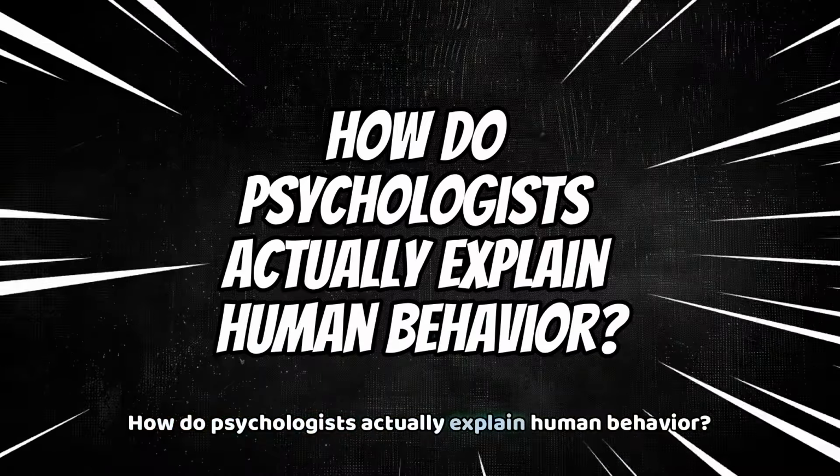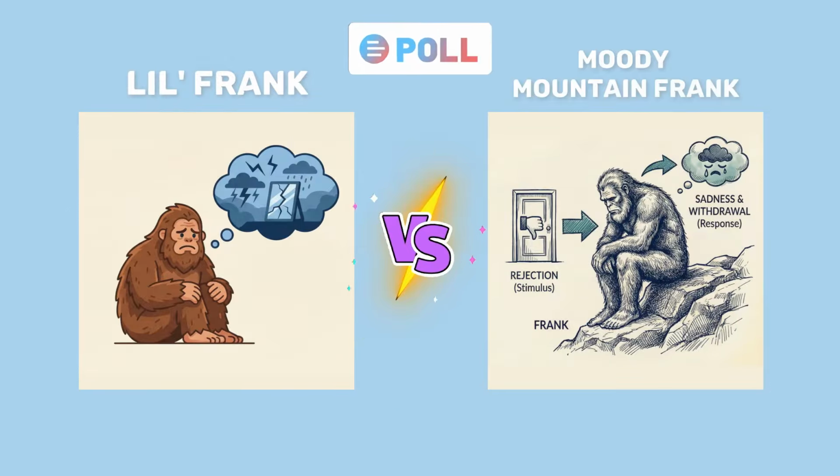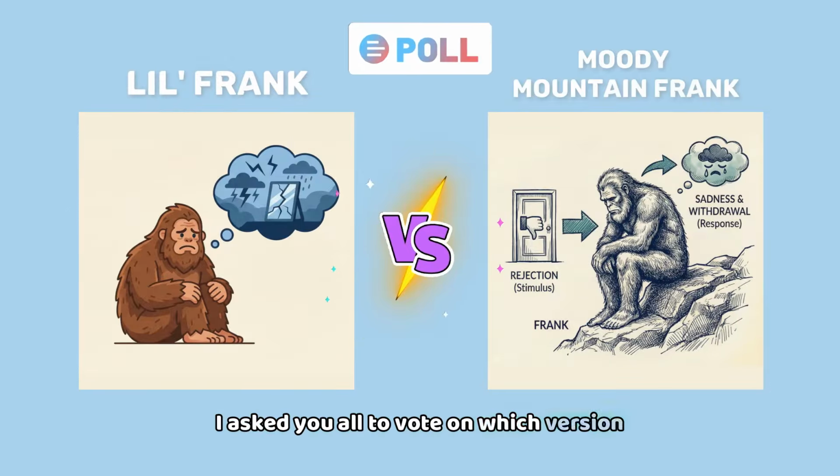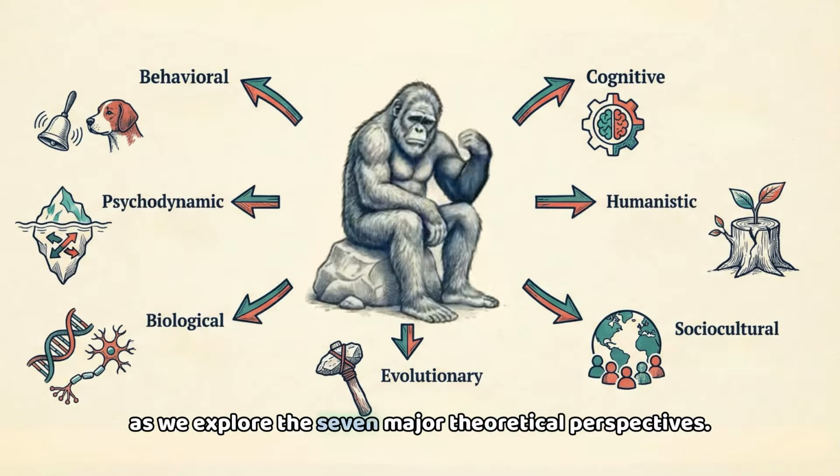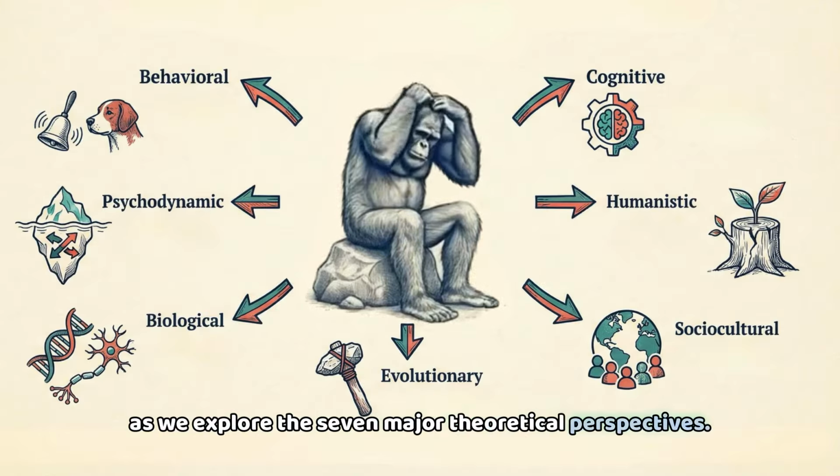Before we jump in, we need to talk about our friend for today's lesson, Frank. I asked you all to vote on which version of Frank you wanted to see in this series, the cute little Frank or the big mountain version, and you chose Moody Mountain Frank. So that's who we're using today as we explore the 7 major theoretical perspectives.